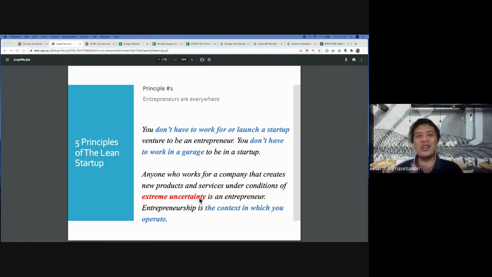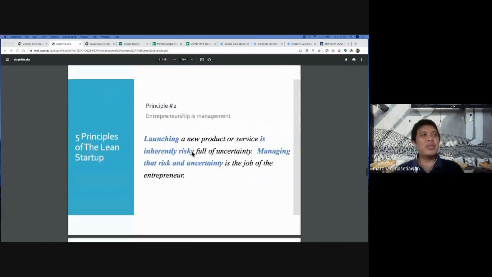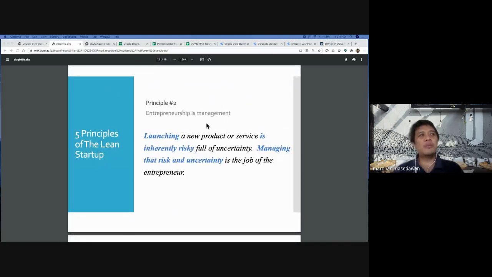So this means we are also the entrepreneurs. So entrepreneurship is the context in which you operate. Yeah, so that will be the important point that you need to see about it. And then principle number two is entrepreneurship is management.